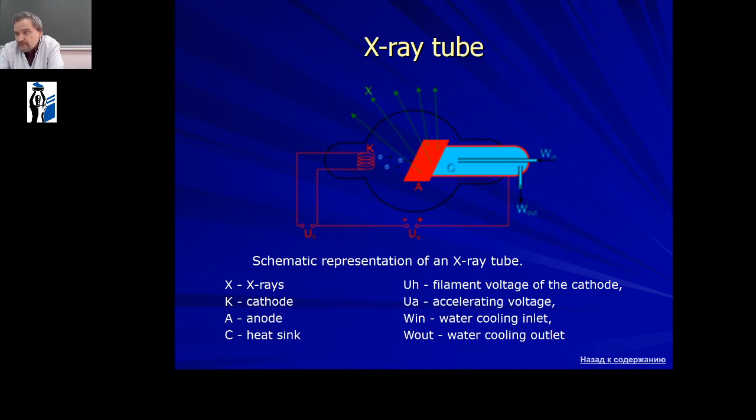The next part of the X-ray machine is the collimator. The collimator restricts the window of X-rays coming out of the X-ray tube. And last is the ionizing radiation receiver.